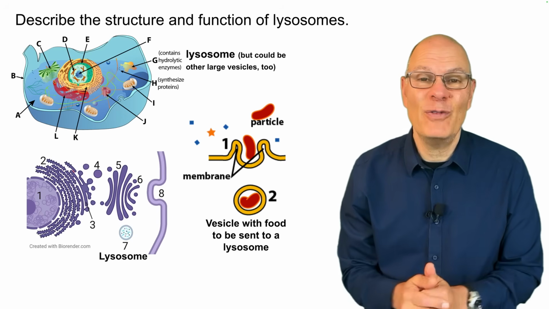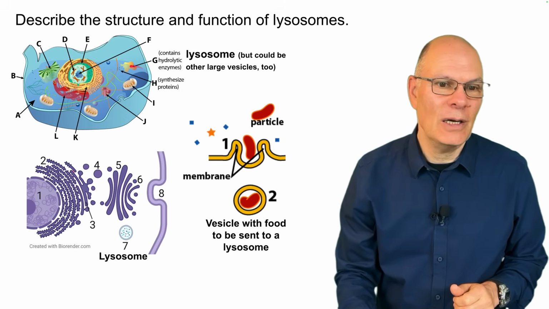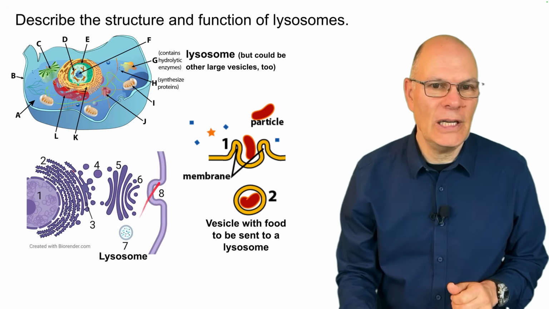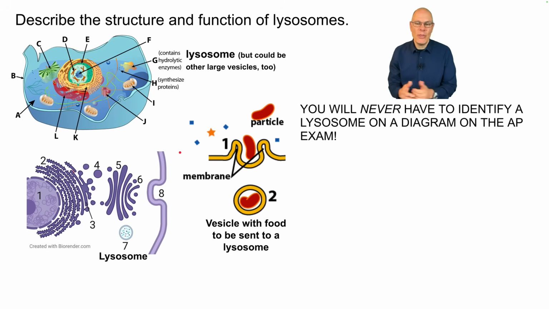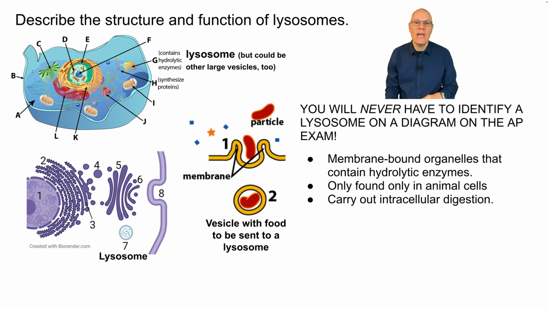Describe the structure and function of lysosomes. Here's a lysosome over here, here's a lysosome over here, and one thing that I rarely say, but I'll let you know that you will almost certainly never have to identify a lysosome on a diagram on the AP Bio exam. It's just a big vesicle. Lysosomes are membrane-bound organelles that contain hydrolytic enzymes. They're only found in animal cells. They carry out intracellular digestion.